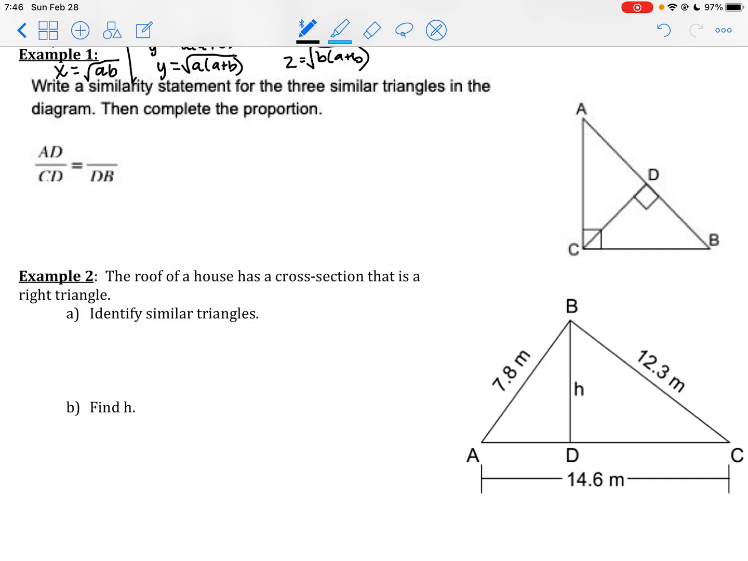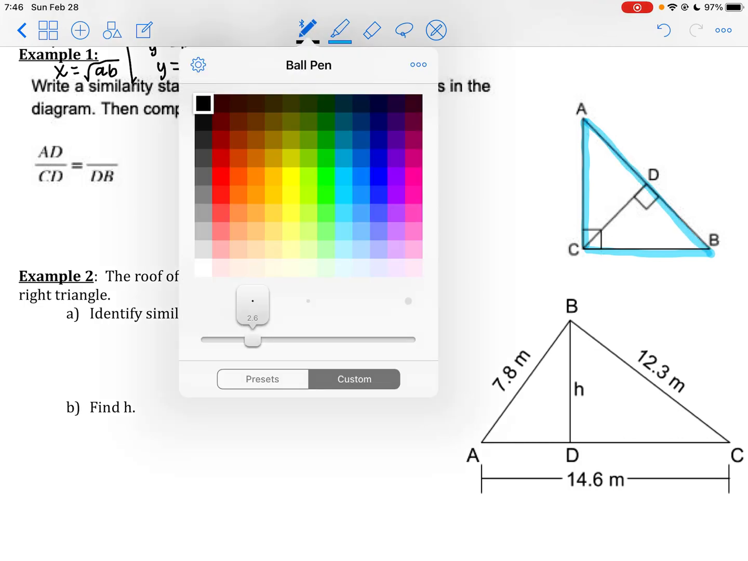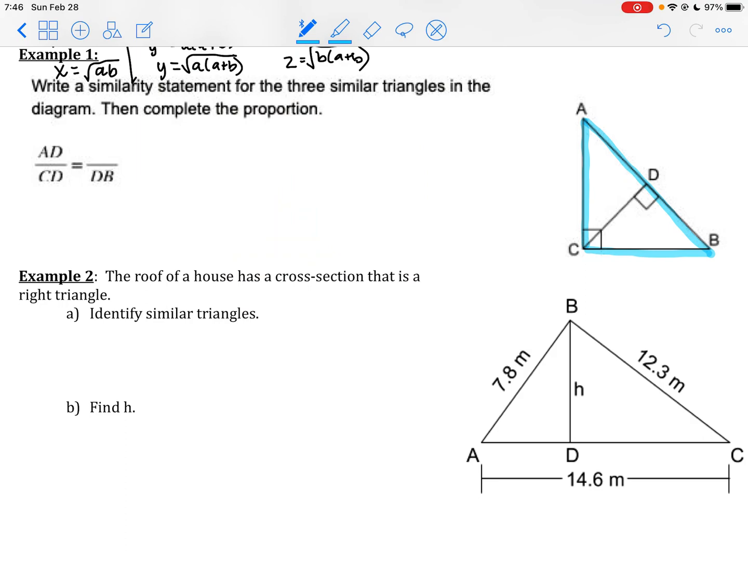All right, so example 1 here says write a similarity statement for the 3 similar triangles in the diagram and then complete the proportion. So let's start out with our big triangle. We're just going to choose one triangle to name, and to keep it the same, I'm going to look at this triangle and choose a starting point. So if I choose to start at A, so triangle A, and then I need all 3 letters.